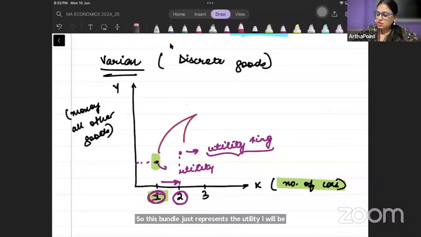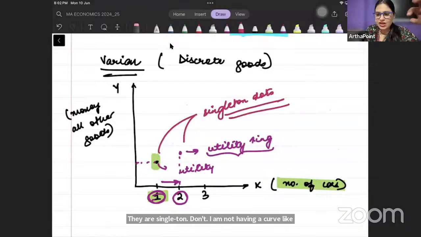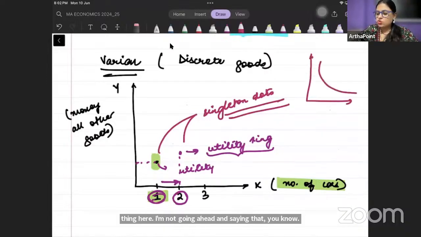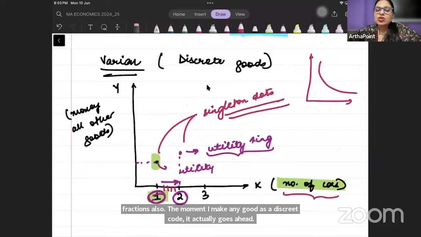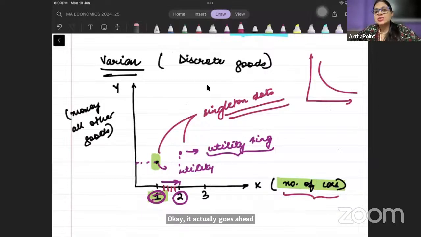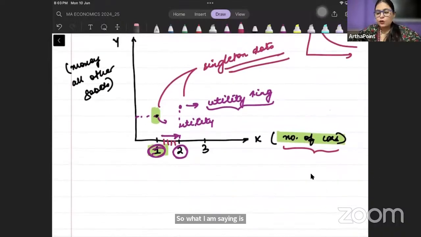These bundles are singleton dots. I am not having a curve-like thing here. I am not saying that it's a continuous good, that I can consume cars in fractions also. The moment I make any good a discrete good, it makes my function discontinuous. So what I am saying is discontinuity can arise whenever you don't have a curve-like situation, whenever you have dots which are not connected with each other.